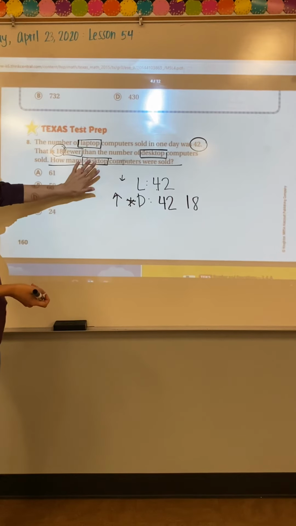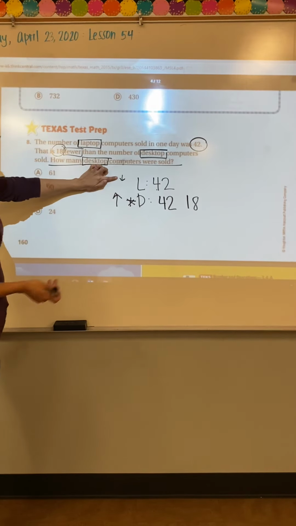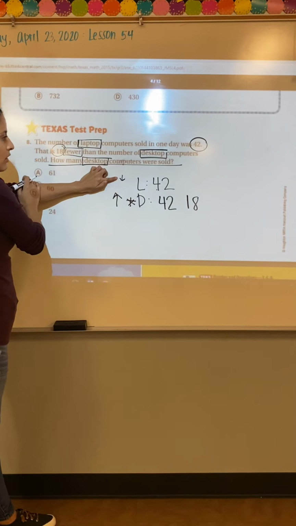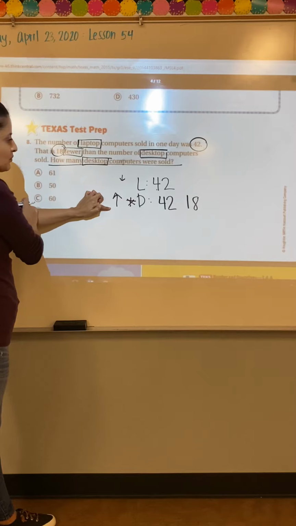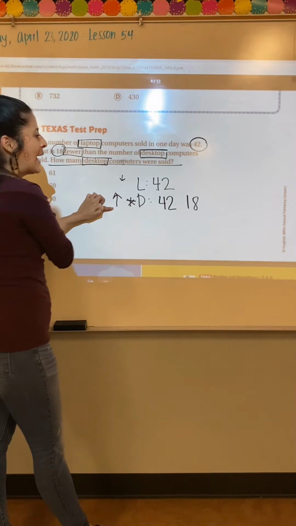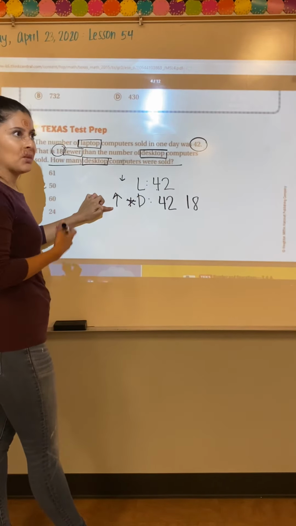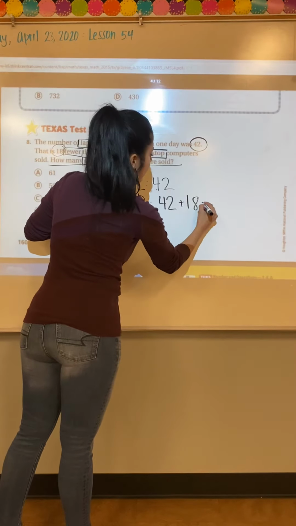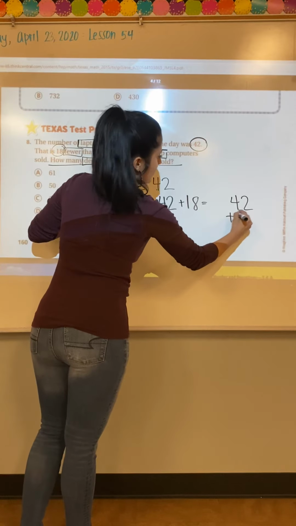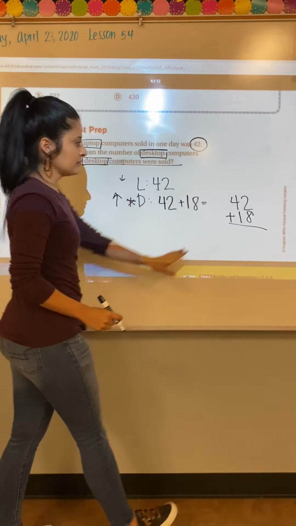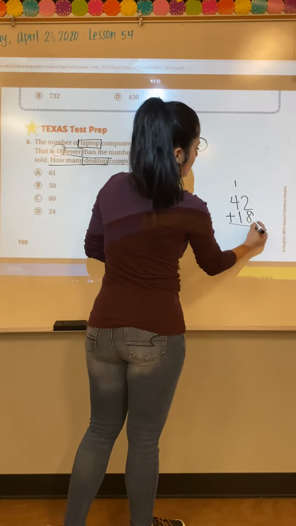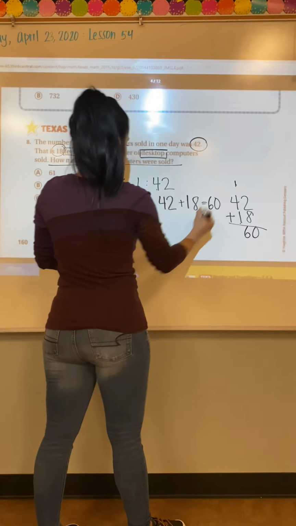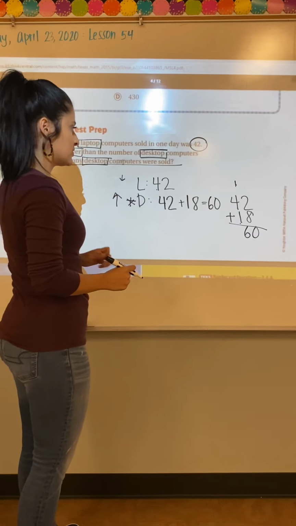Well, again, go back to that clue. Laptops, this number, is 18 fewer. It's less. It's a smaller amount. That makes desktop more. So how are we going to get desktop to be a bigger number than 42? Are we going to add or subtract? We're going to add. All right, so let's plug it in. 42 plus 18. 8 plus 2 is 10. 4 plus 1 plus 1 is 6. So 60 desktop computers. Let's go back.